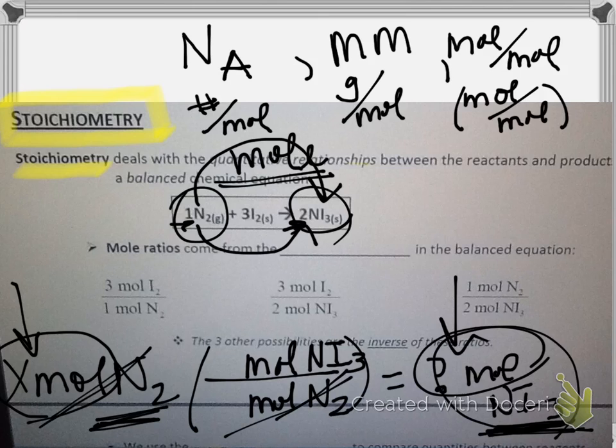On the bottom, for every 1 mole of nitrogen, how much will we produce? We will produce 2 moles of our compound. So this is what a mole to mole ratio is used for. It's used for converting quantities of one reagent into quantities of another reagent, going through the mole unit. The only way you can convert from one reagent to another is to use the mole ratio. So it's very important.